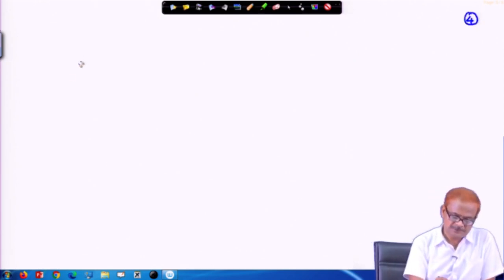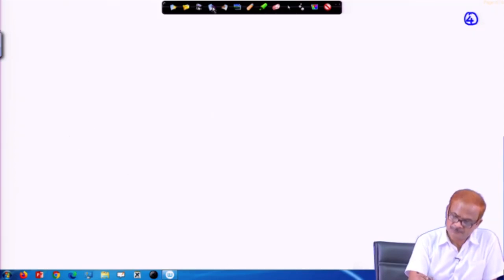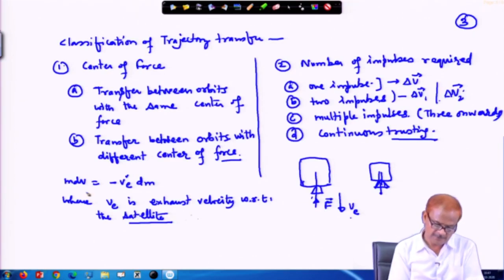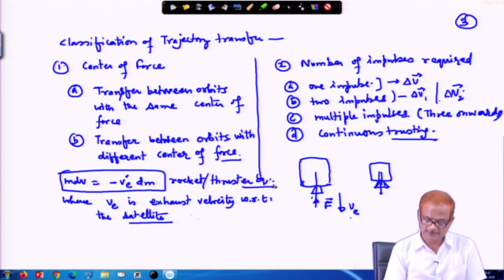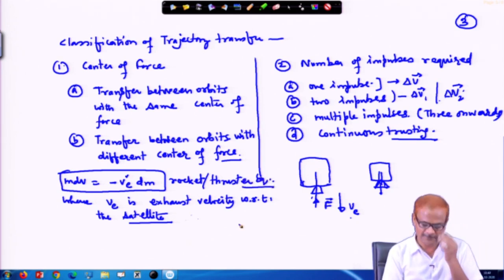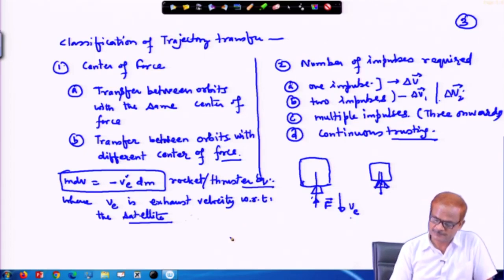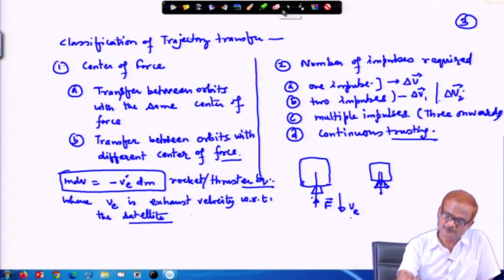So, I will just do the derivation. Before that, let us complete this part. So, if this equation is given, you can take this to be the rocket equation or the thruster equation in space. In atmosphere, this will get modified by the ambient pressure and the exhaust pressure. So, that case we are not taking into account here.